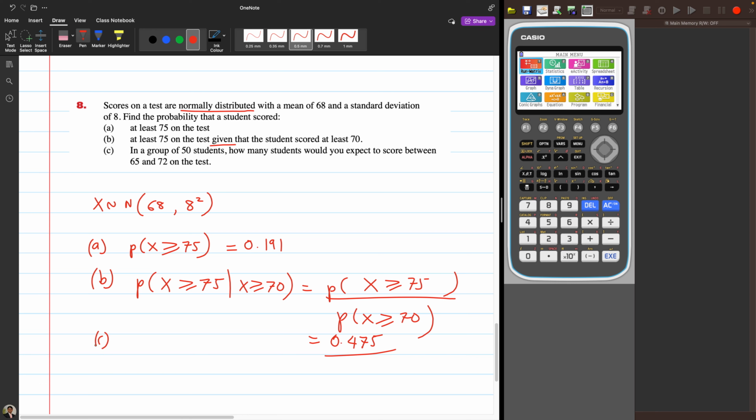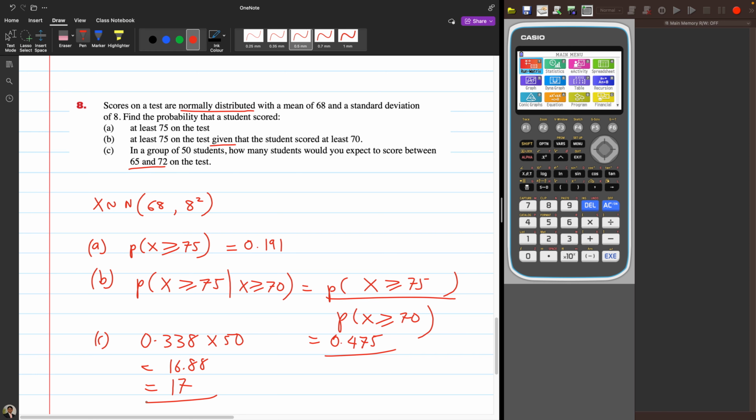Part C. In a group of 50 students, how many students do you expect to score between 65 and 72? Find the probability and multiply that by 50. What's your probability? 0.38. The probability between lower limit 65 and upper 72, that's your answer. And you multiply that by the number of students. So 16.88, that's 17 students. So it's an expectation.